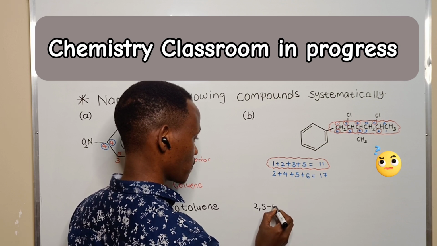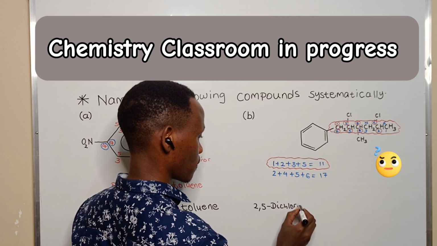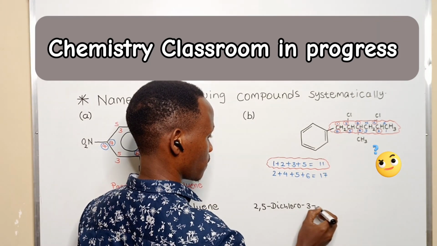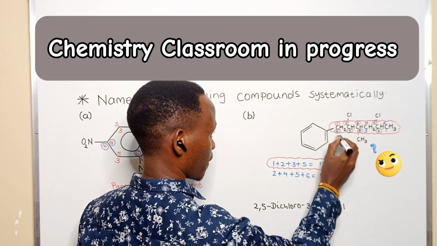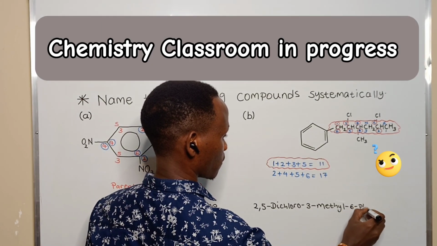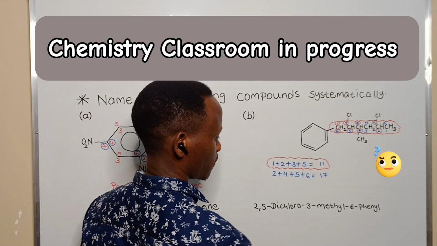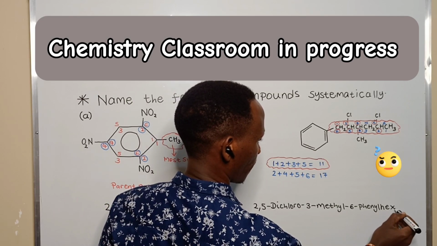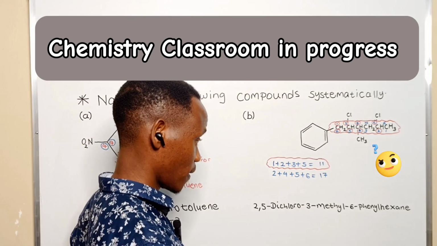2,5. These are two of them. And then on position 3, we have our methyl group. And then on position 6, we do have the phenyl group. And finally, the parent name. The parent name is a 6-carbon alkane whose name is hexane. As simple as that.